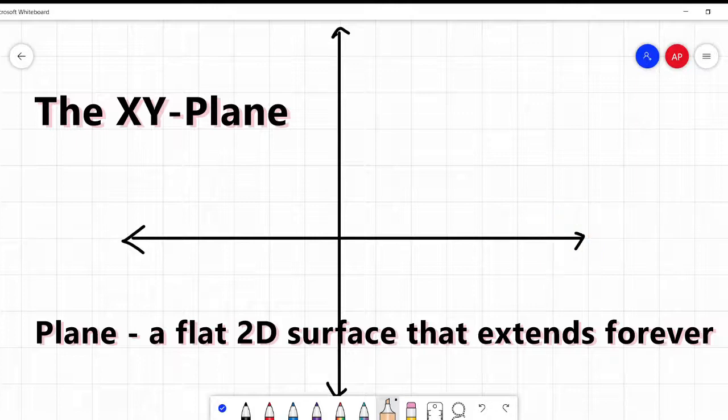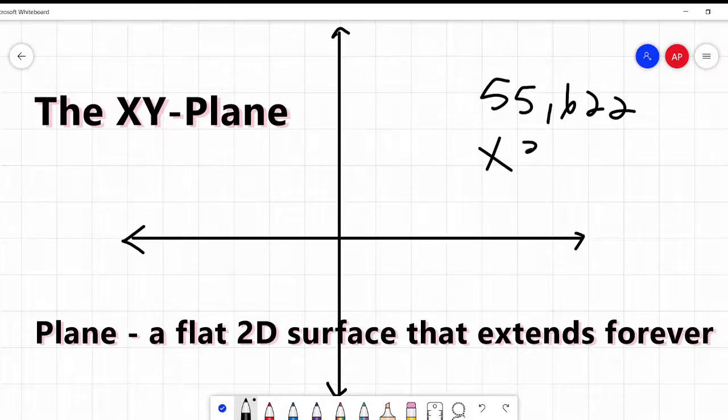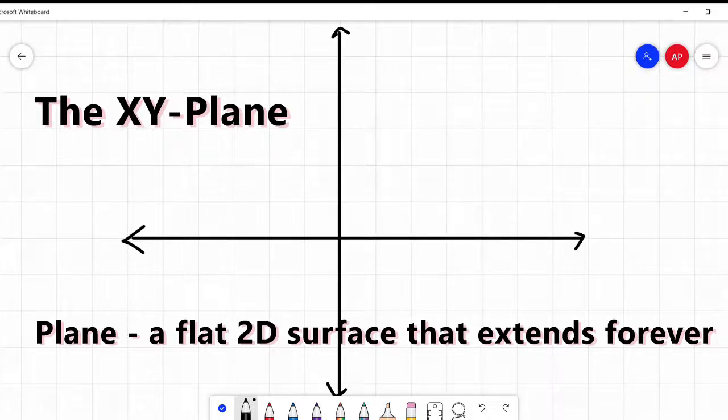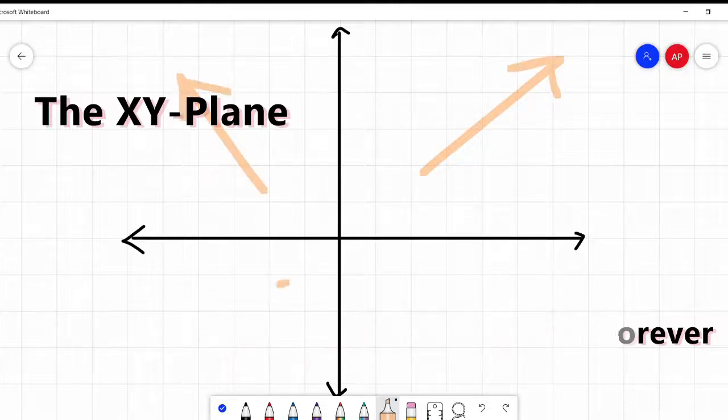Just like when we're doing math, when we're saying 55,622 times 3,710. Do I really have 55,622 items sitting in front of me that I'm going to multiply 3,710 times? No, I don't. We're just imagining these numbers and doing math with them. Kind of like this with the plane. It goes forever in every direction.